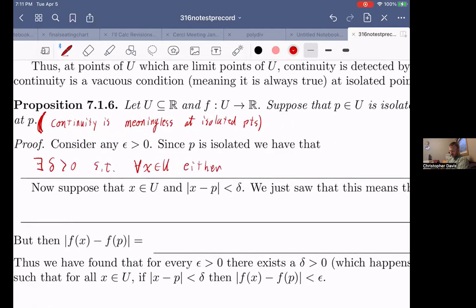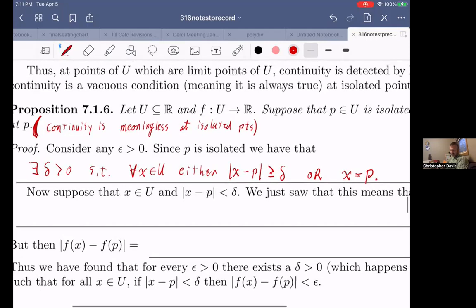either the absolute value of x minus p is bigger than or equal to delta, or x equals p. All right, so there's my choice of delta. Let's see if that's a good enough choice of delta.